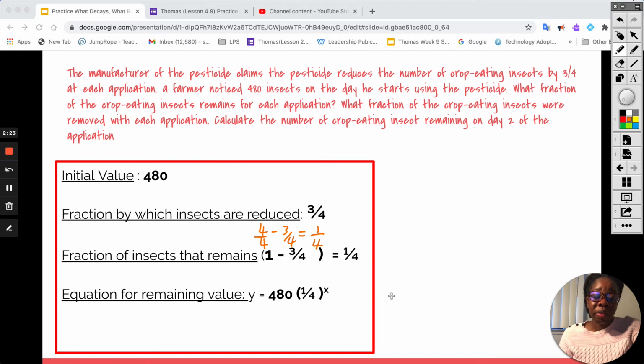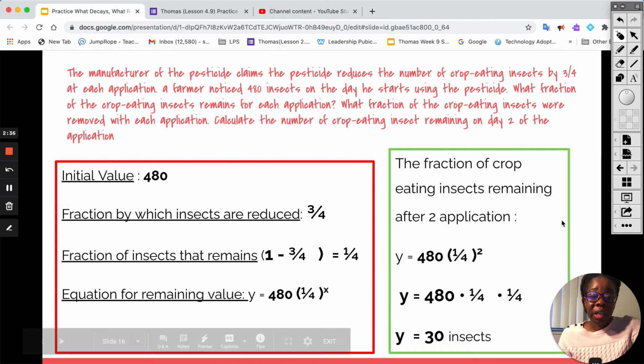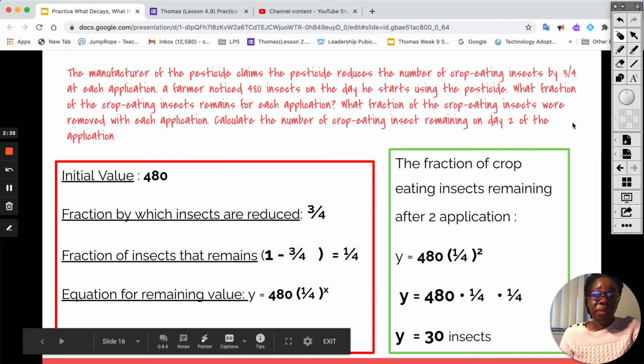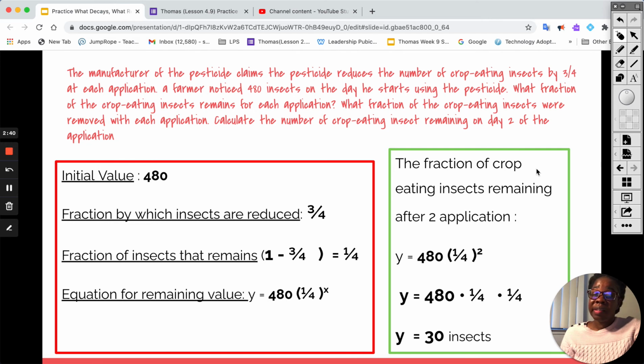So if we want to figure out how many insects were left after the second day of the application, then we're going to replace the x in our equation with 2. So the number of crop-eating insects that remain after the second application would be y equals 480 times 1/4 raised to the second power. And we can put that in our calculator.